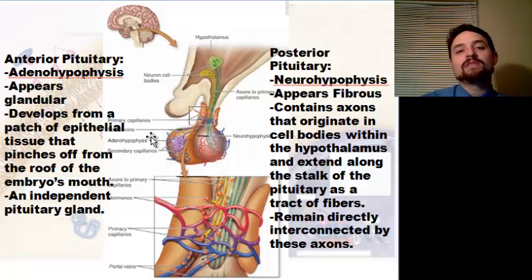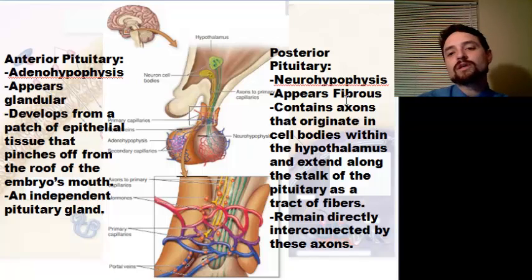It develops from a patch of epithelial tissue that pinches off from the roof of the embryo's mouth. So if you feel in the roof of your mouth that soft palate, it's right above that. And it's an independent pituitary gland. Although it is connected to the posterior pituitary, it functions on its own.